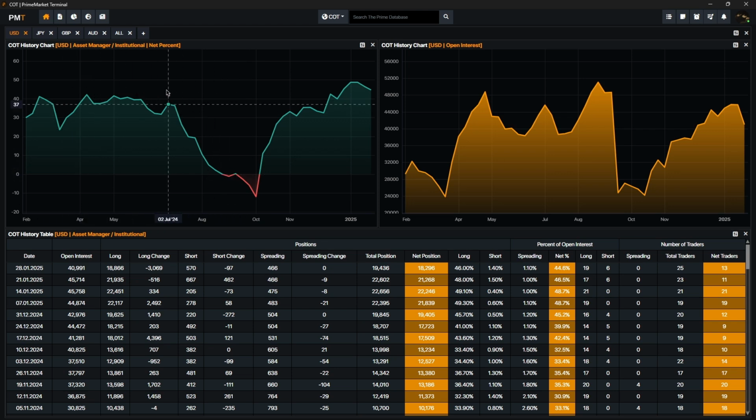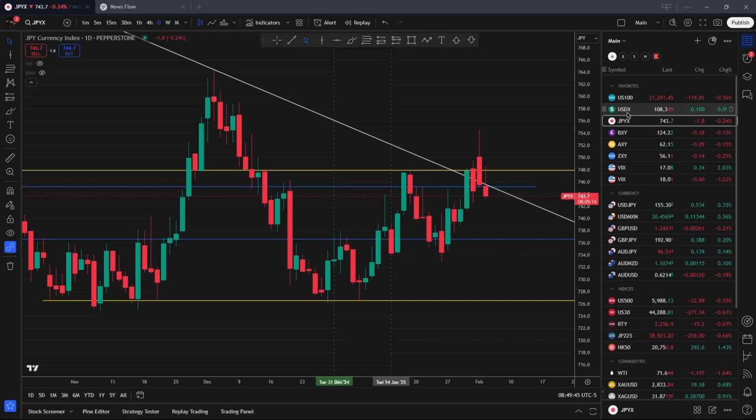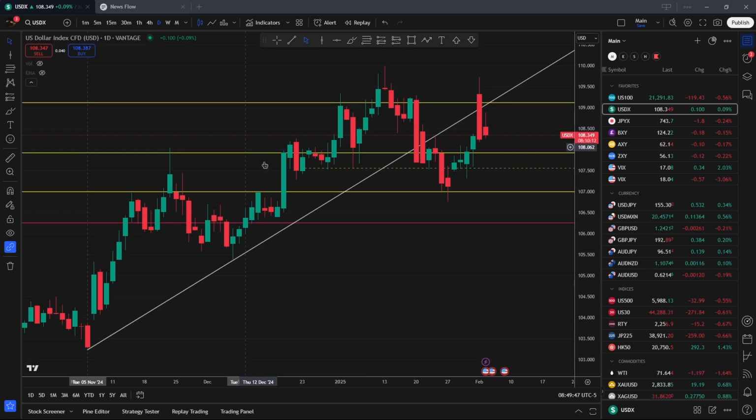So let's look at when they started to sell. So institutional money started to sell the dollar index from the 2nd of July. And if we look at the TradingView chart of the dollar index, 2nd of July.